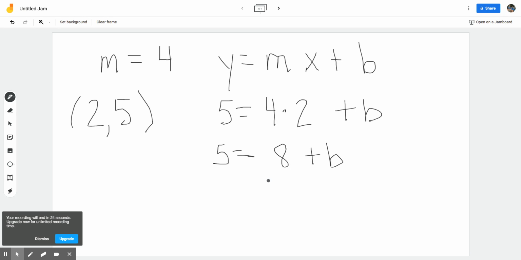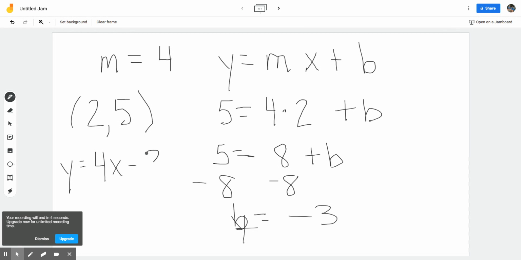We want to get b by itself, so we're going to subtract 8 on each side. So we have b equals -3, because 5 minus 8 is -3, and then we would write our equation as y equals 4x minus 3. We have our slope.